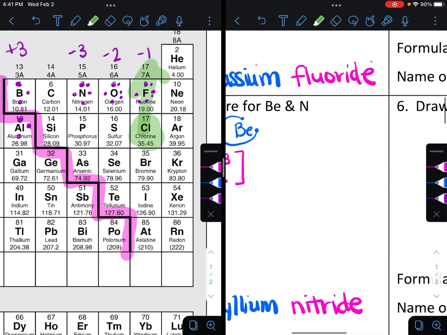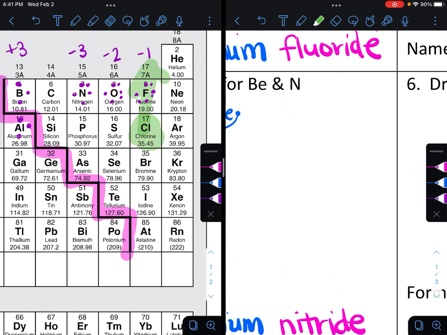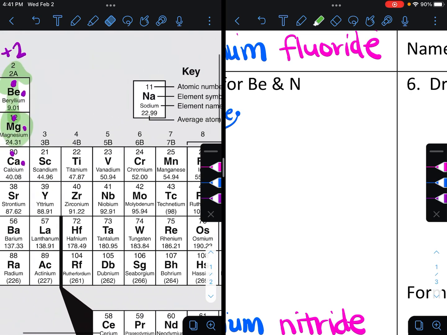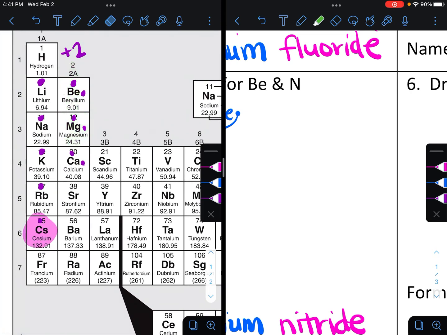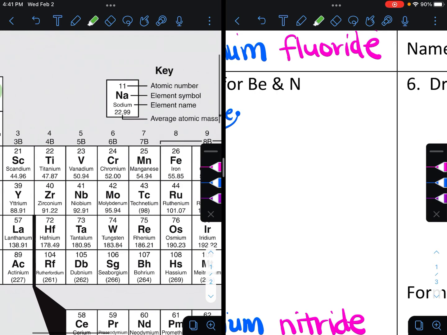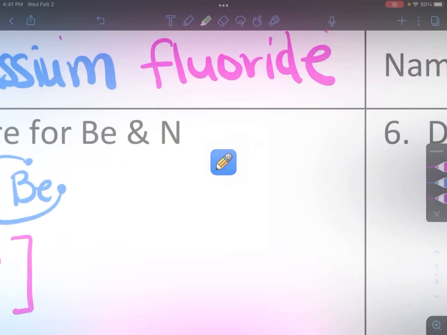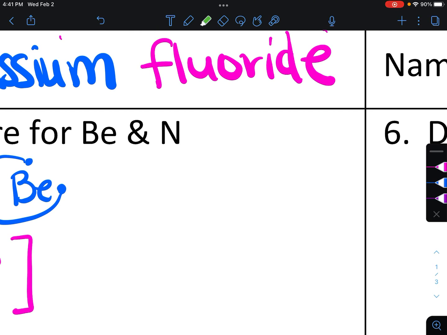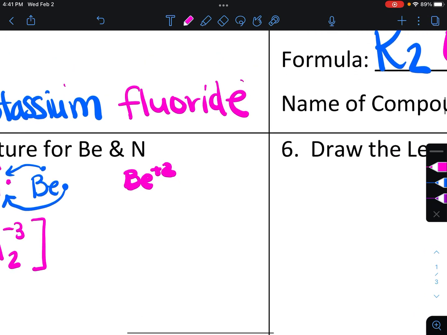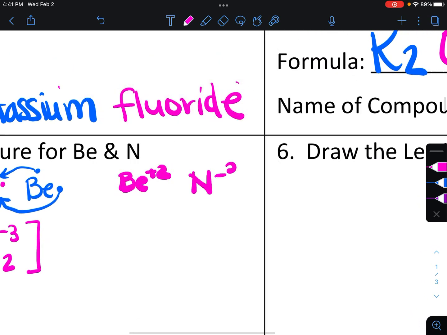If I'm looking at beryllium and nitrogen, I can find those on the periodic table. So beryllium's right here, its charge is +2. Nitrogen is right here, its charge is -3. So +2 and -3, I'm going to get that out of the way. So I've got beryllium with its charge of +2, and I've got nitrogen with its charge of -3. And now I can do the crisscross rule.